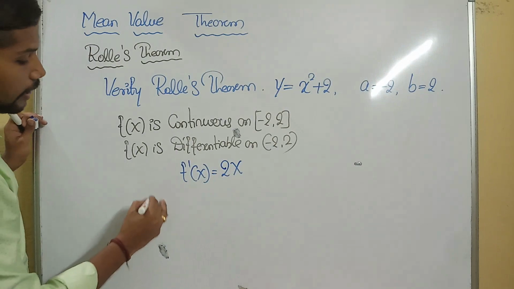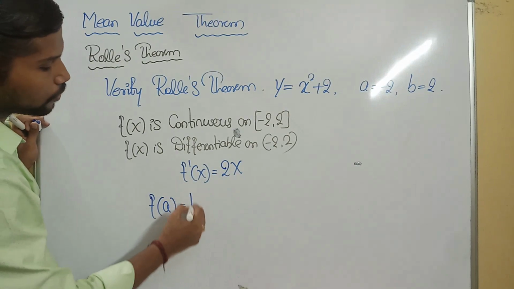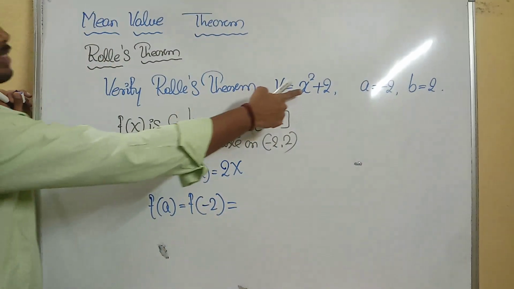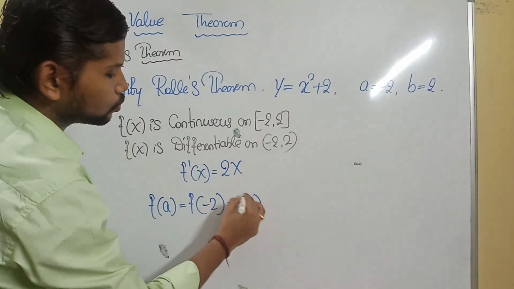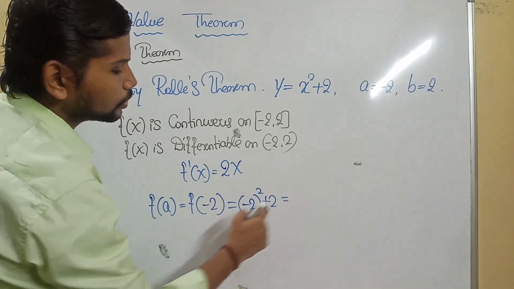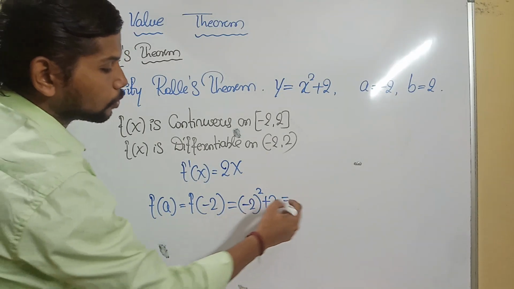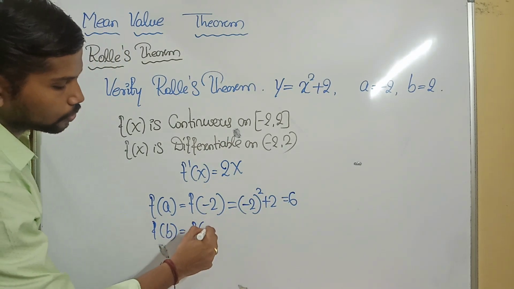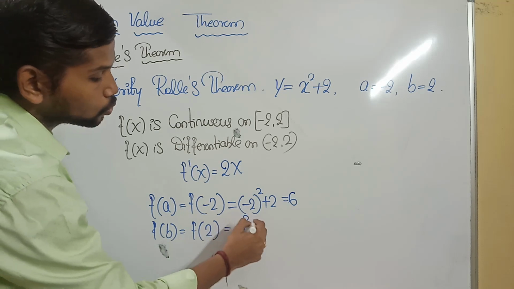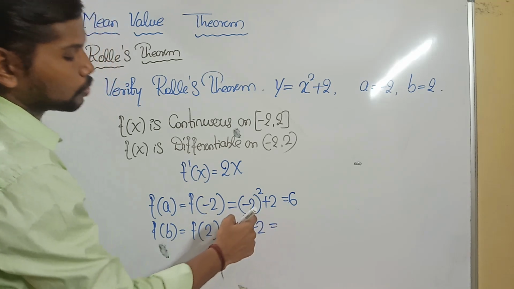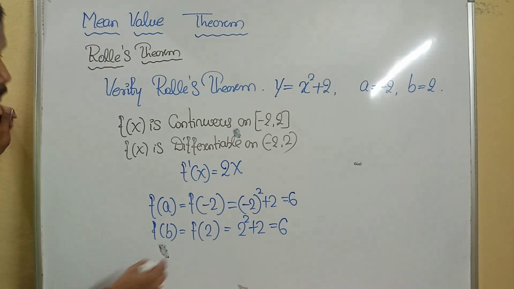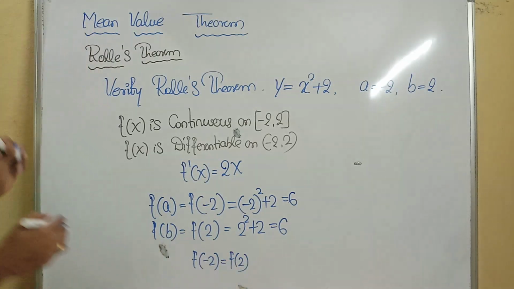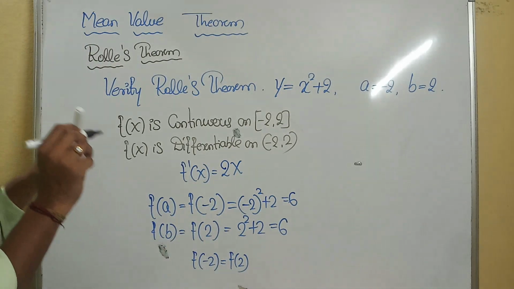After that I need to calculate f of a. What is f of a? F of a, the value of a is minus 2. Not in the derivative, I need to write in the function. It is minus 2 square plus 2, which is equal to: minus 2 square will be 4, 4 plus 2, 6 it is. F of b, what is f of b? F of 2 will be 2 square plus 2, which is 4 plus 2, that will be 6. Means f of minus 2 equal to f of 2. Means all the conditions of Rolle's theorem are satisfied.